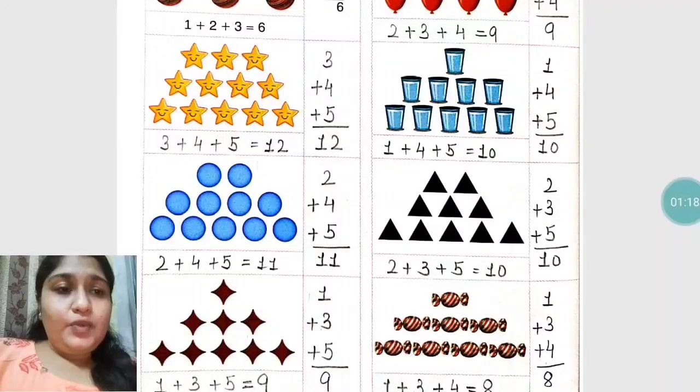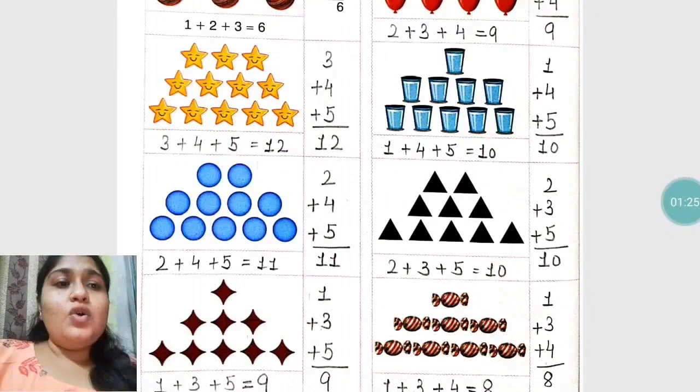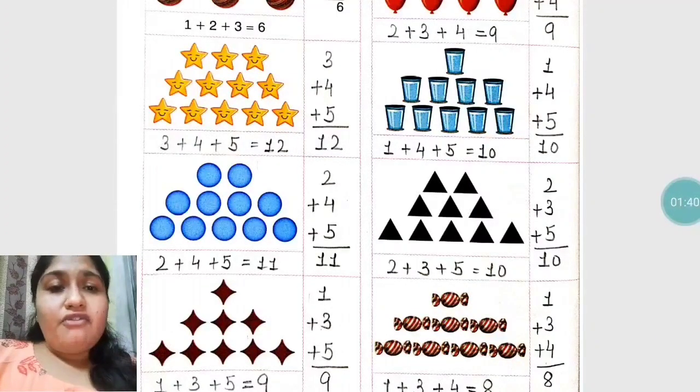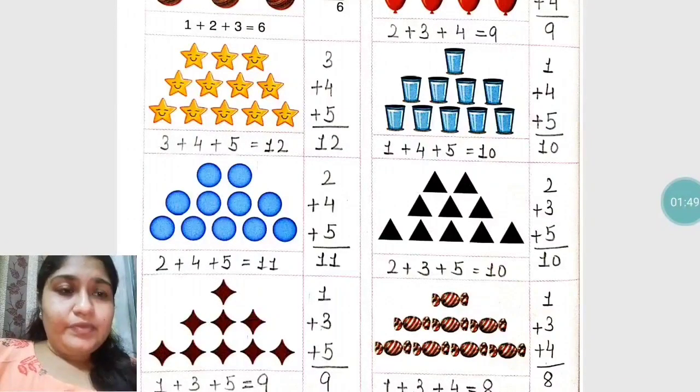So let's continue with the next one. Yes, as you can see, this is the triangle. So in the first row, 2 triangles are there. In the second row, 3 triangles are there. And in the third row, 5 triangles are there. So when you add 2 plus 3, what will be the answer, students? 5. And when you add that 5 to the other 5, 5 plus 5 is equal to 10.